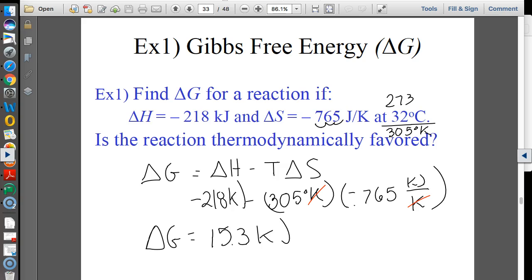So is this reaction thermodynamically favored? No. So let's think about it conceptually. When I get a positive Gibbs free energy value, that means for this reaction to happen at all, I would have to put 15.3 kilojoules of Gibbs free energy into the system. This reaction actually isn't going to happen unless some outside energy comes from an increase in temperature or something like that. Okay?